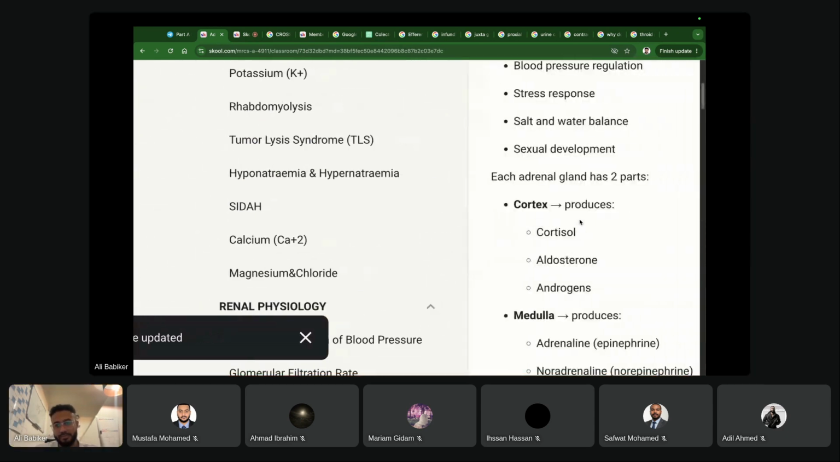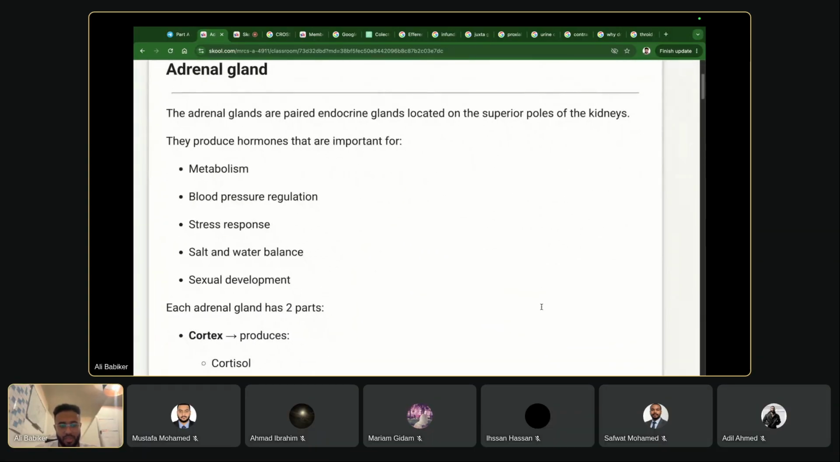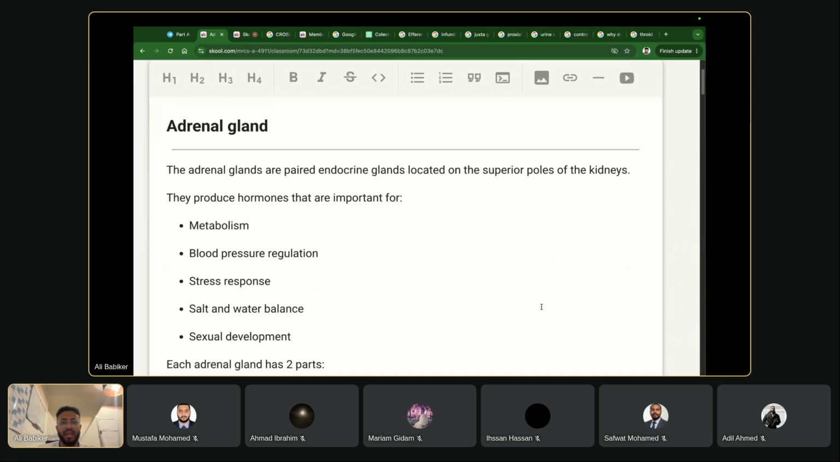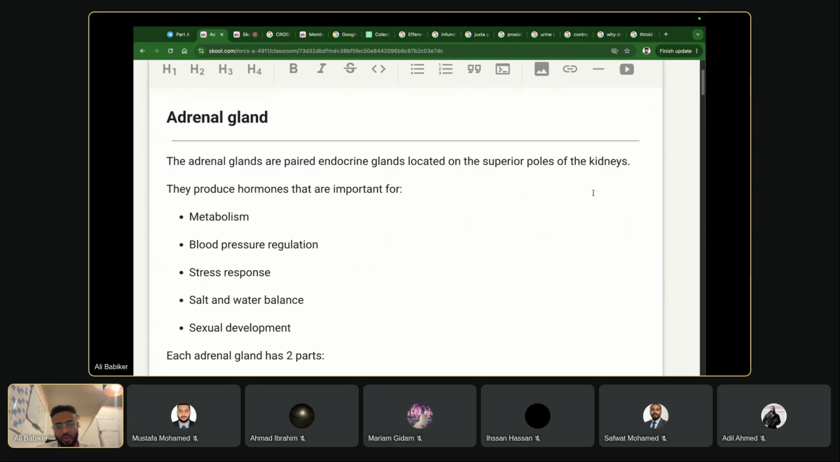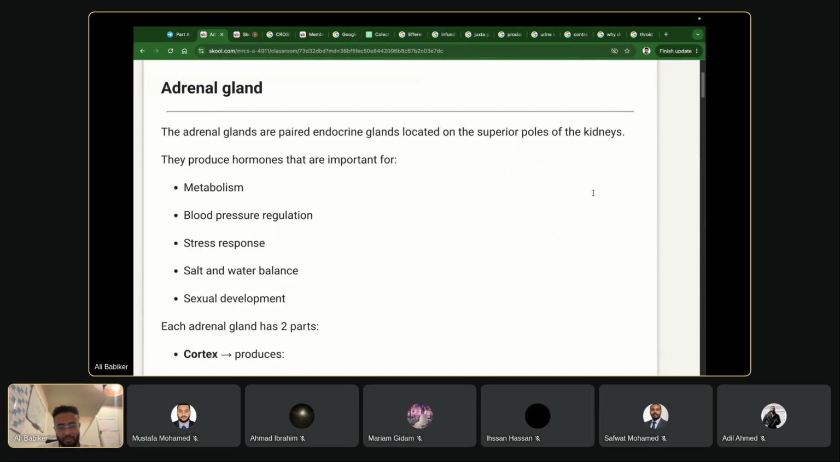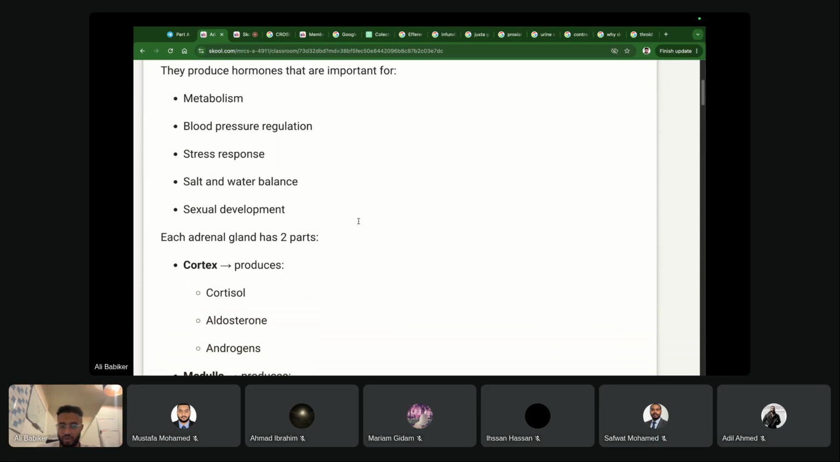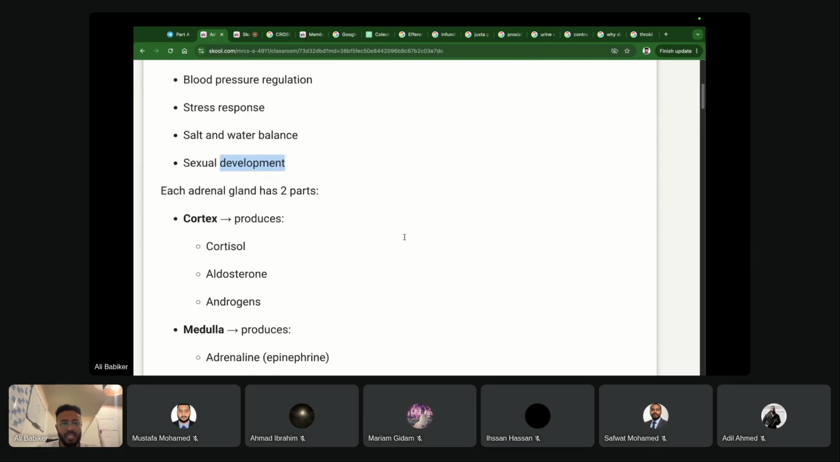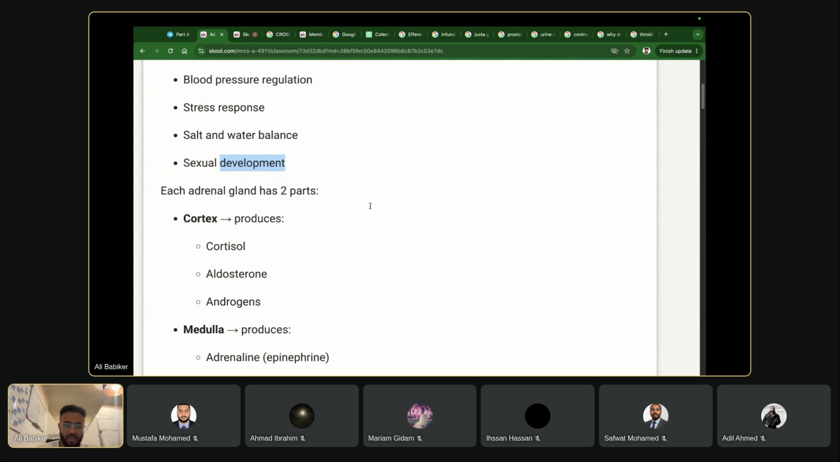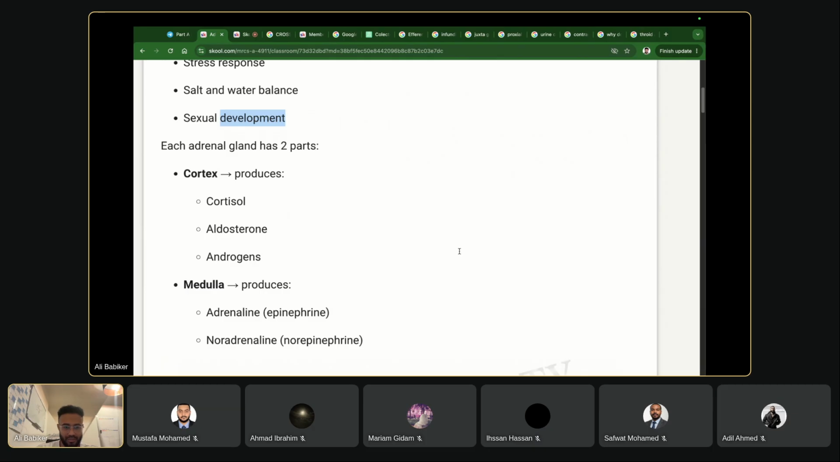Adrenal gland. I told you we'll come to it later on when I was speaking about the cortex. So the adrenal glands are paired endocrine glands located on the superior poles of the kidney, as you know. They produce hormones that are important for metabolism, blood pressure, stress response, salt and water balance, and sexual development. This is also very important. Each adrenal gland has two parts, cortex and medulla. The cortex produces cortisol, aldosterone, and androgens.